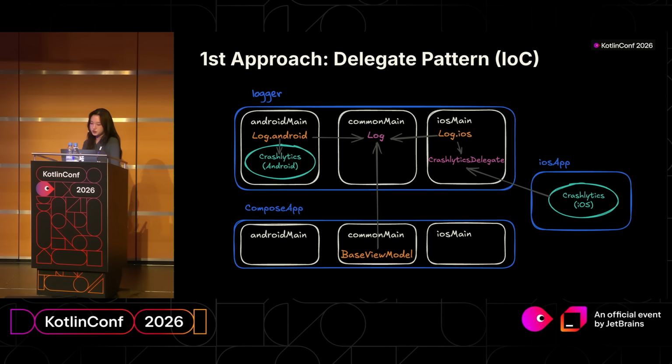The first approach we had was inversion of control. In the logger module's iOS main, we define a Crashlytics delegate interface. The iOS app provides the actual implementation using the real Firebase Crashlytics iOS SDK. The logger module doesn't know about Firebase. It only knows about the interface. It's a clean dependency inversion.